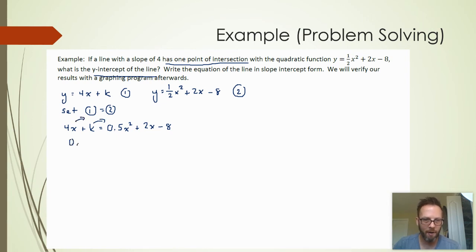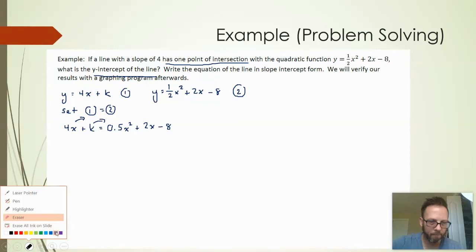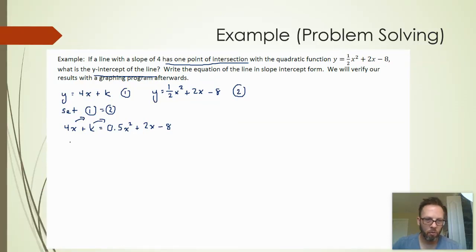So what do I get? I got 0.5x squared, and maybe we can do this a bit quicker. 2x subtract 4x, and I should have my 0 equals here. I'm just going to start that line over again. I want everything to be nice and lined up. So we have nothing left on the left. Positive 0.5x squared. 2x minus 4x, that's negative 2x. And then I have minus 8, and I have minus k.